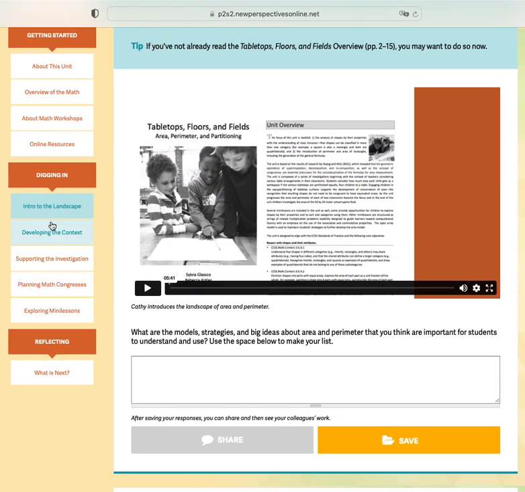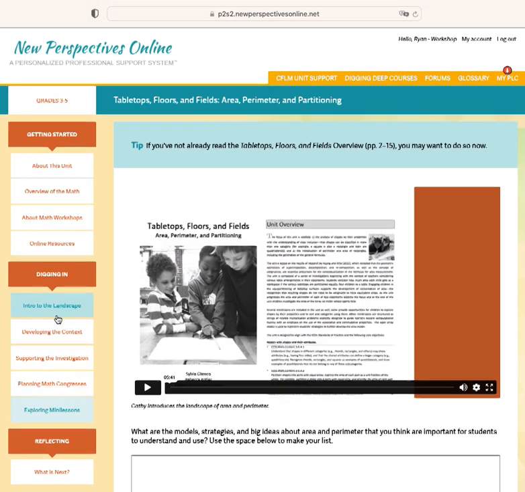As you go through these tabs, you'll notice they are consistent through all of the units. Supporting the investigation has mostly to do with questioning and conferring during investigations. Math congresses are the whole class discussion that we have to bring students together in a mathematical community and bring their ideas out, move the entire community forward. And exploring mini lessons is where you'll see those problem strings.